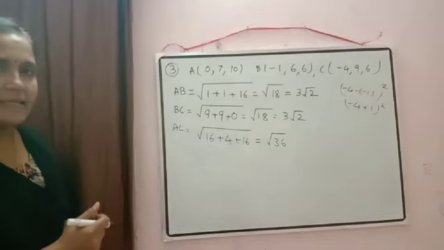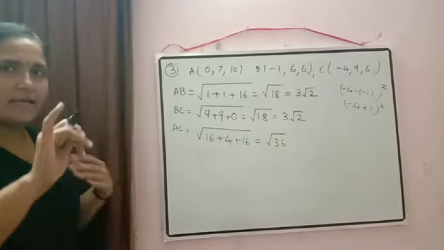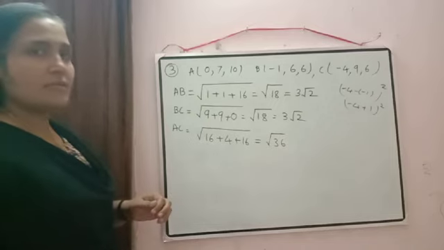So we got all these distances there. Okay. So first we have to check here whether it is an isosceles triangle or not there. So just to check.